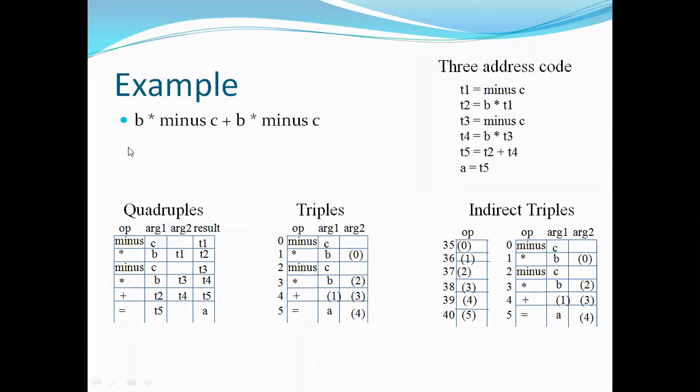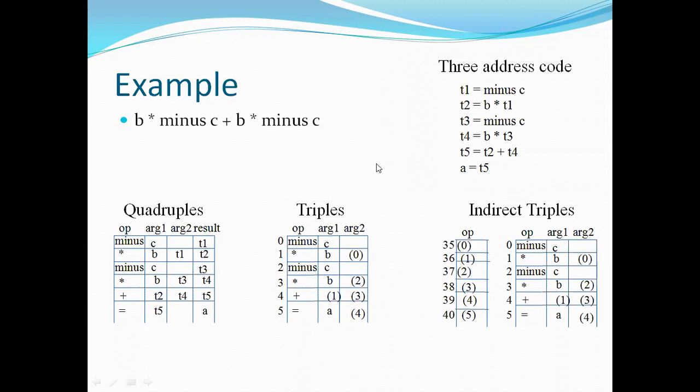For example, if the expression consists of A is equal to, or X is equal to, you need to assign this result to some other variable like A or X or W, whatever it may be. Then A is equal to T5. A is equal to T5.